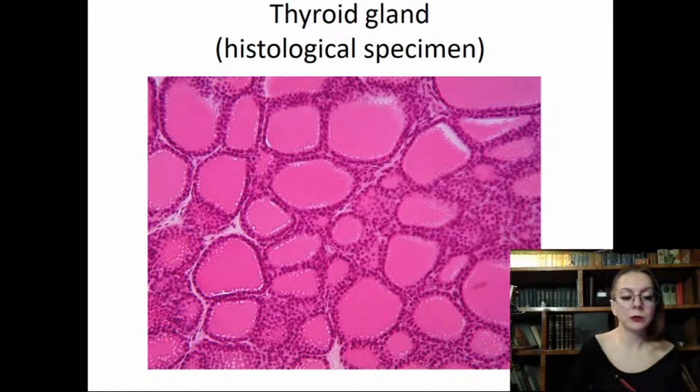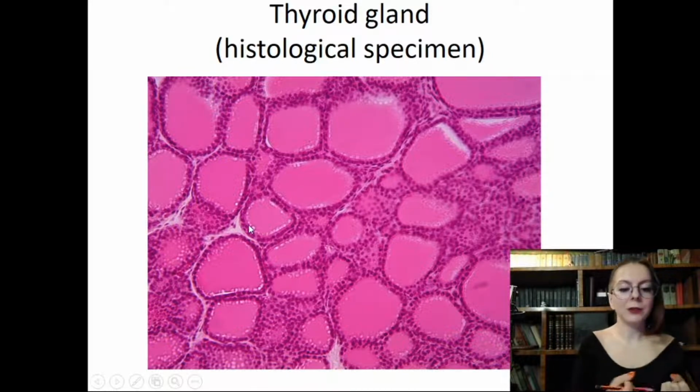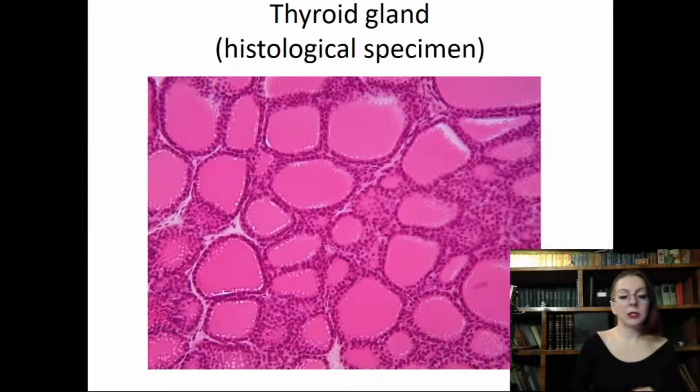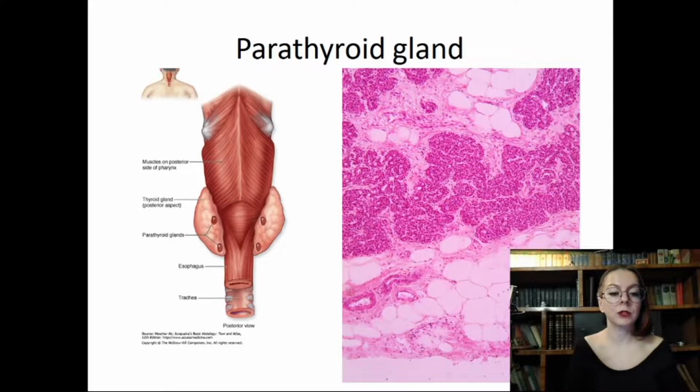So once a follicular cell eats a piece of colloid, this empty space is formed. Besides, notice that C cells cannot be distinguished with light microscopy, and fenestrated capillaries are found everywhere here, and a rich capillary network surrounds each follicle to absorb hormones readily.